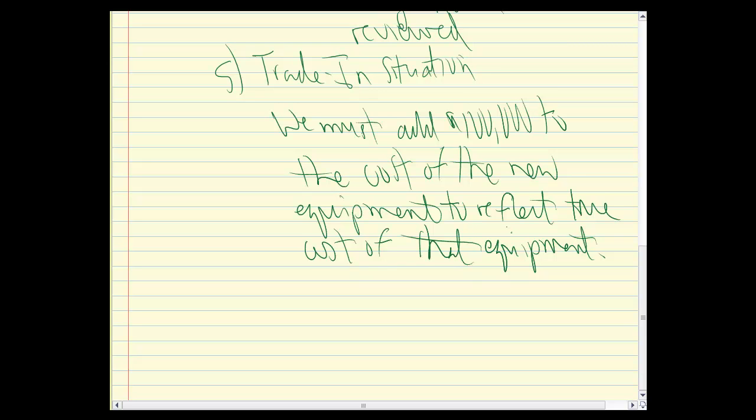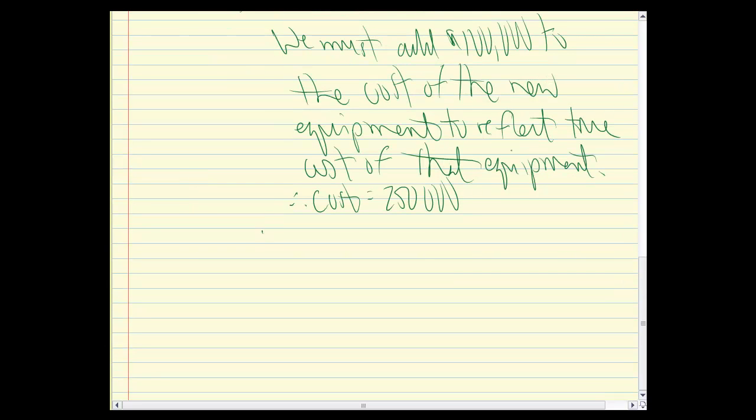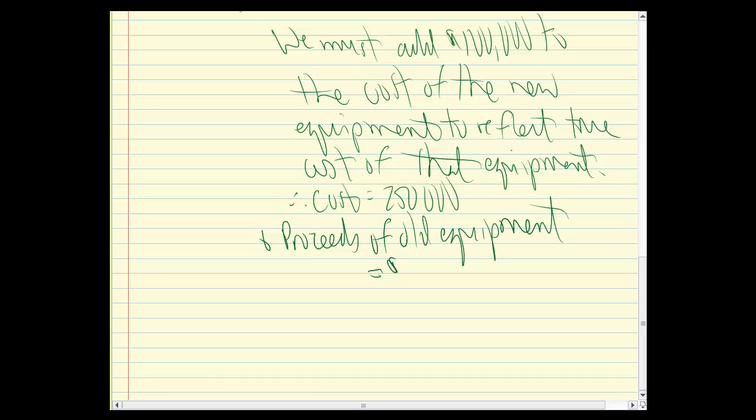So we must add $100,000. Therefore, cost equals $250. And proceeds of old equipment equals $100,000. Okay?